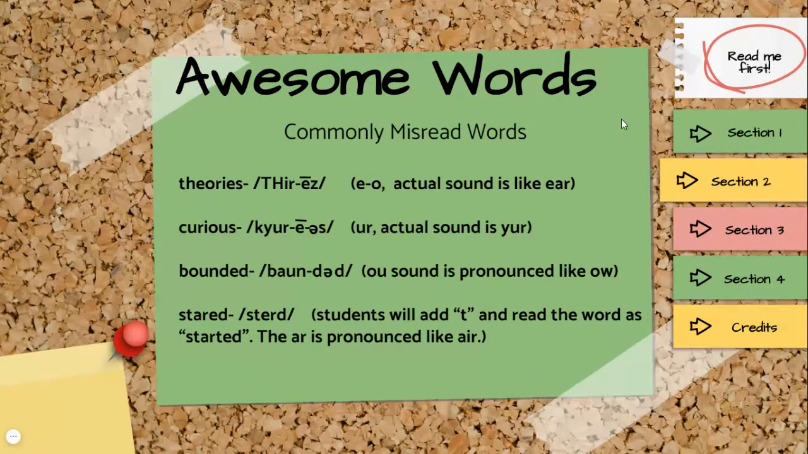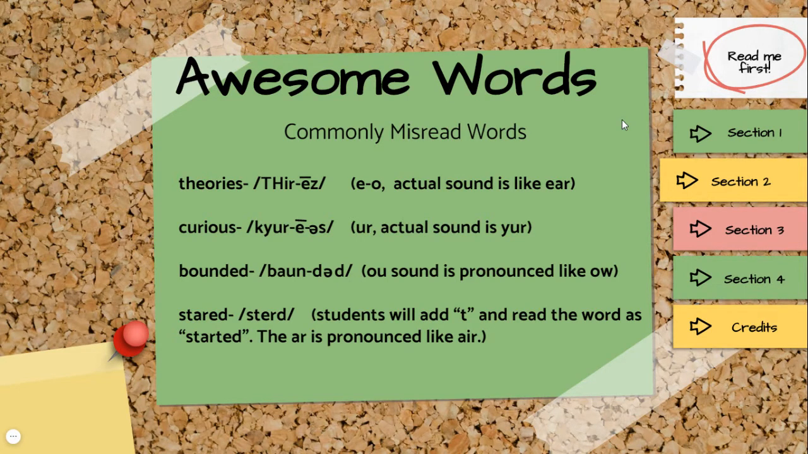Awesome words to look at before we read. I call these commonly misread words. The first word, theories, causes problems because of the vowel team EO. They actually sound like ear. Say the word theories.